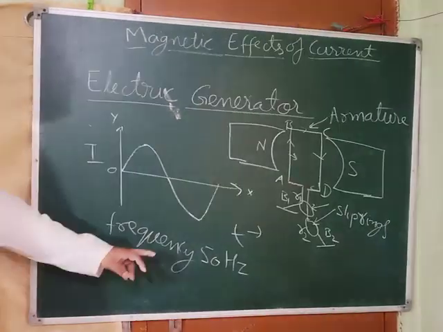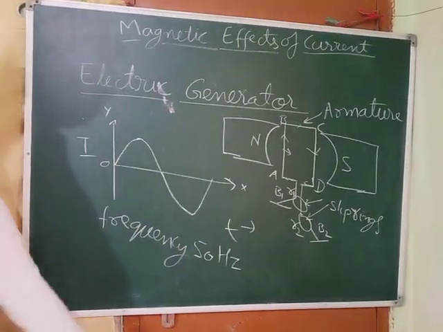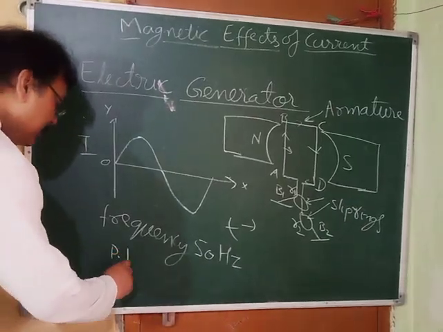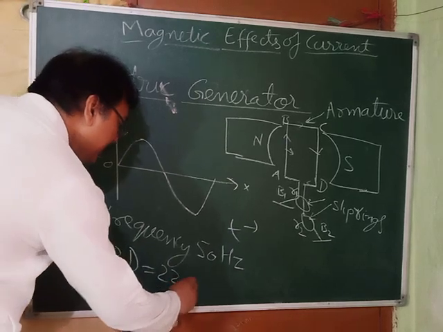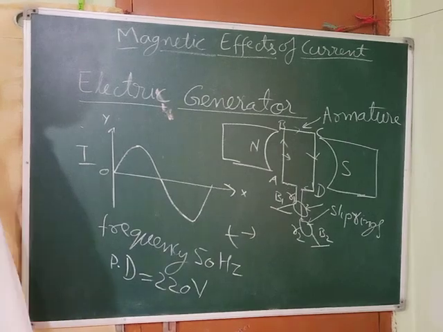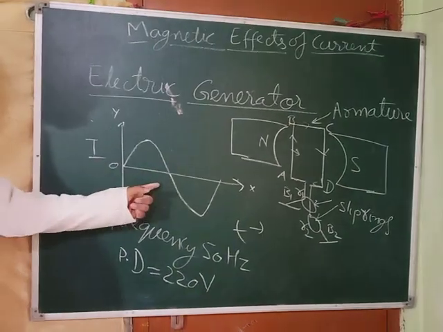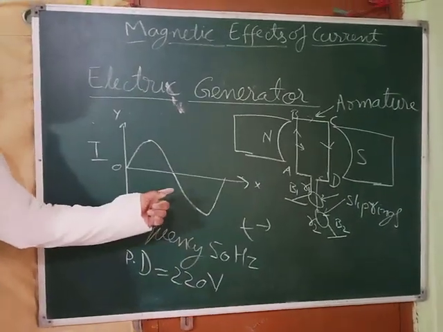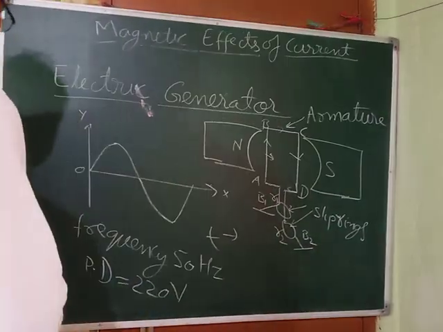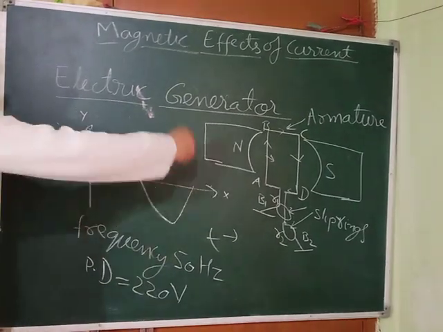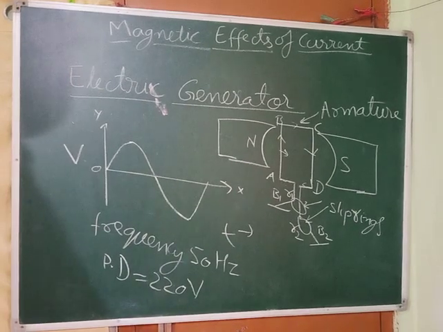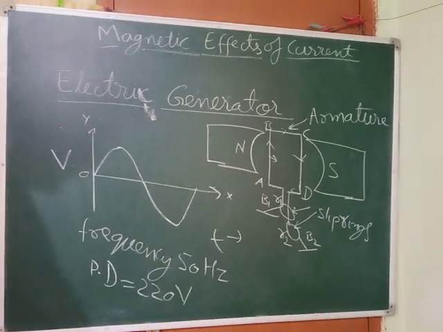Okay, what is the frequency of our household supply which you are getting at home? That is 50 hertz. And what is the potential difference? It is 220 volt. Okay, that is average. So current is fluctuating. In the same way, potential difference also changes. If you take the potential difference, that will also change in the same way. Okay, now here we should compare this AC and DC.